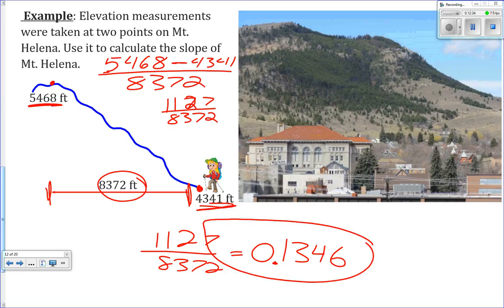That's not a very big slope, is it? That means that Mount Helena isn't very steep in the grand scheme of things. Now, if you just ran straight up it, you might say this is a pretty steep hill. But in terms of slope, it really isn't that steep.